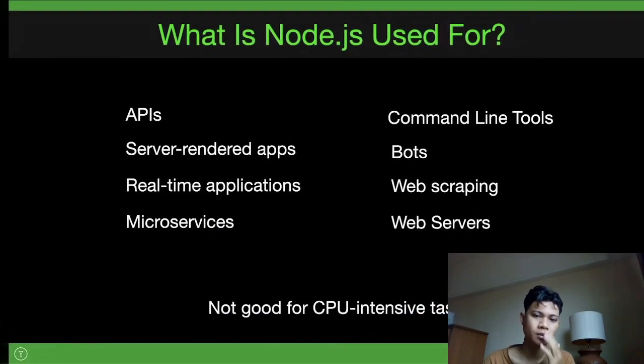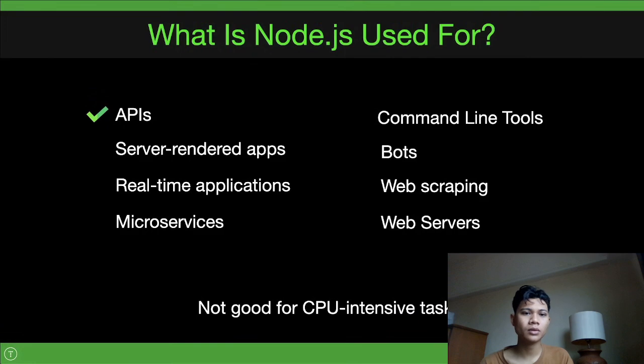Now, as far as what Node is used for, it's used for a lot of things. So, of course, building APIs, and this could be RESTful APIs, GraphQL APIs, server-rendered apps. So, of course, we can serve JSON data, but we can also serve HTML pages, and we can use different template engines like EJS, Mustache. There's all types of engines that you can use to serve HTML pages, dynamic pages. It's also great for real-time applications like chat, real-time games, collaboration tools, things like that.